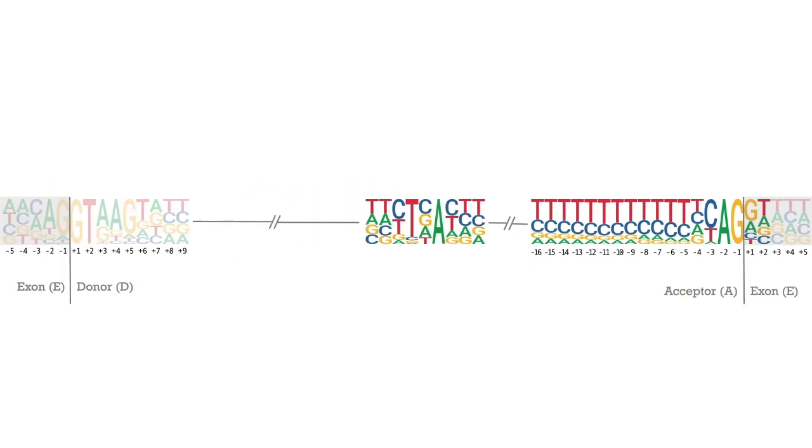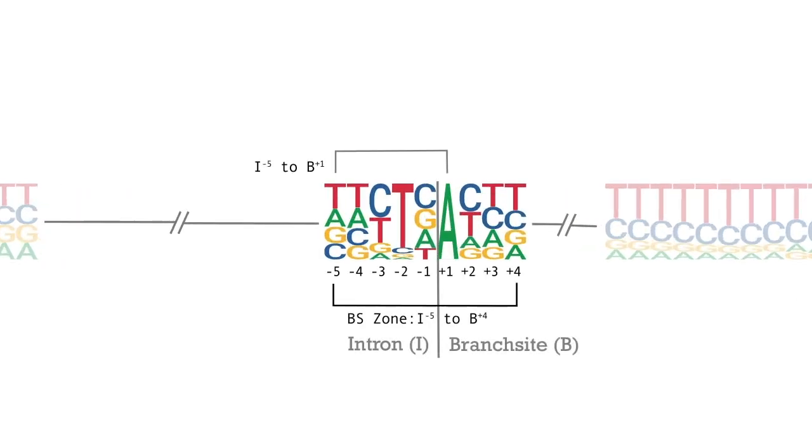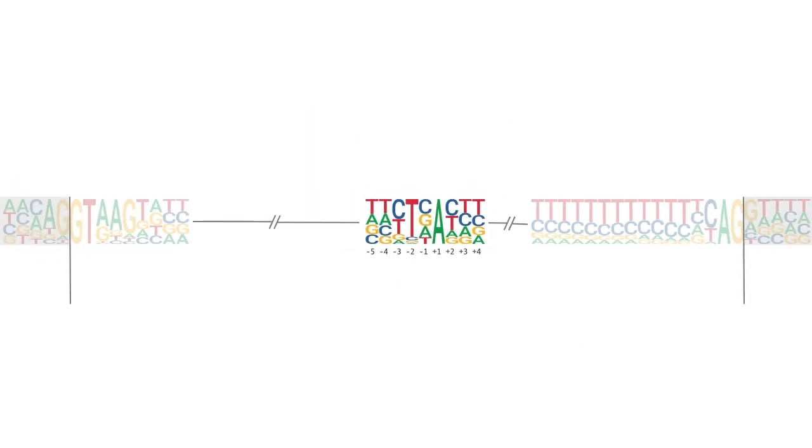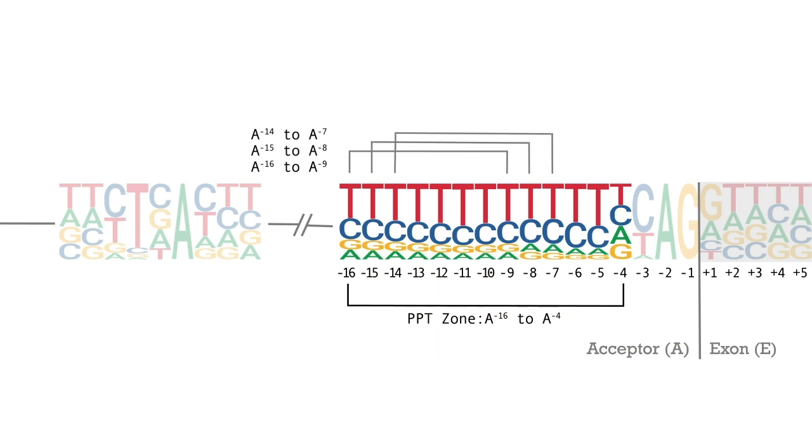For the branch site zone, Genie uses 4 sliding windows of 6 nucleotides. For the polypyrimidine tract zone, Genie assesses 6 sliding windows of 8 nucleotides.